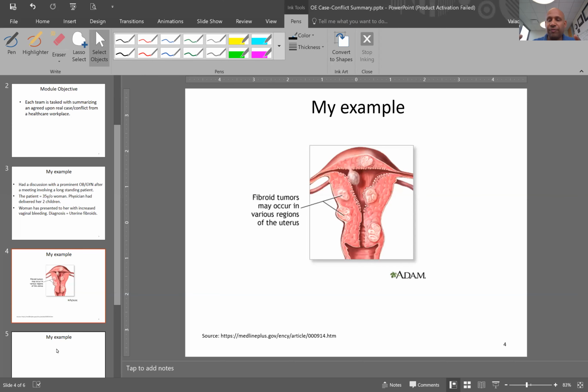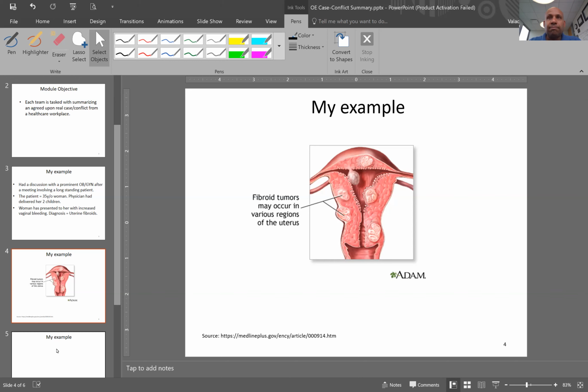So here is my uterine fibroids example, which I conveniently borrowed from Medline Plus, not knowing anything about uterine fibroids myself. Some of you are much more knowledgeable than I am. These are non-cancerous tumors. They can occur in a variety of regions in the uterus. And the first sign of it for most women is increased bleeding. And so there's a variety of treatment mechanisms. There's medication. There is a removal of the actual tumors or fibroid tumors, however many they are.